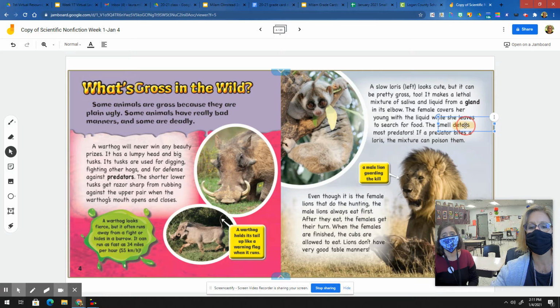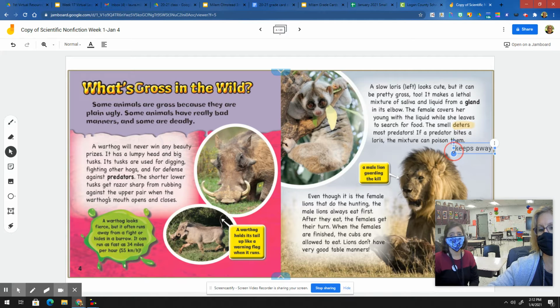Yeah. Kind of. Right? Oh, I was trying to move my text box away from the page. It doesn't let you hang over. Smell keeps away most predators, and that basically makes sense. You can draw a highlighted line there to connect.